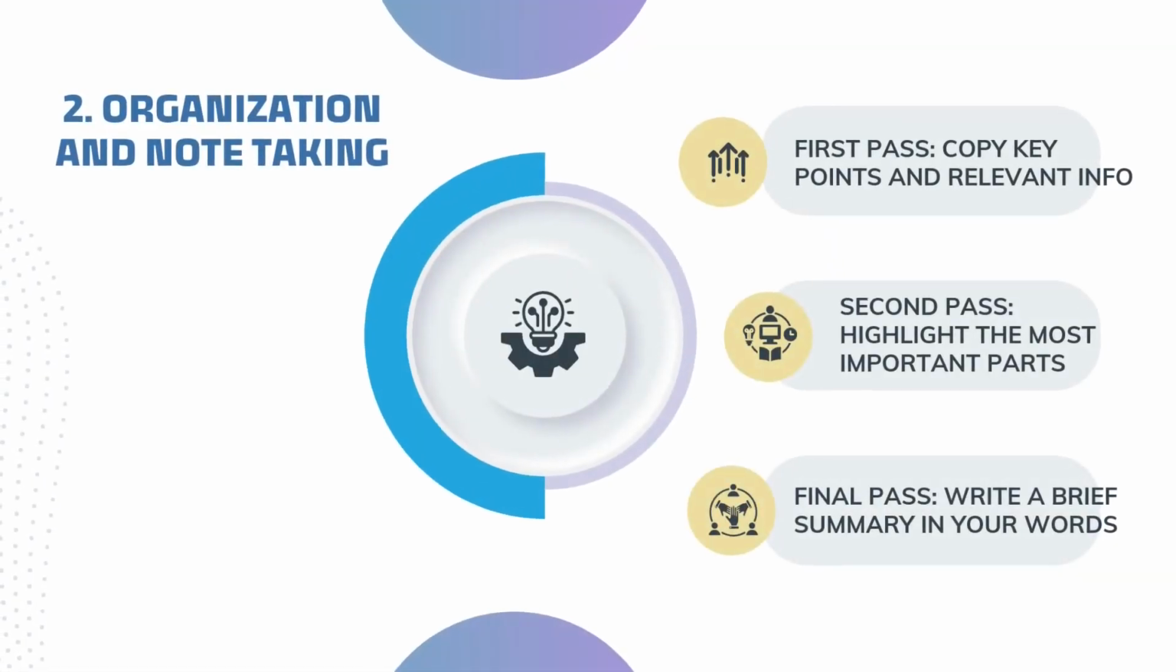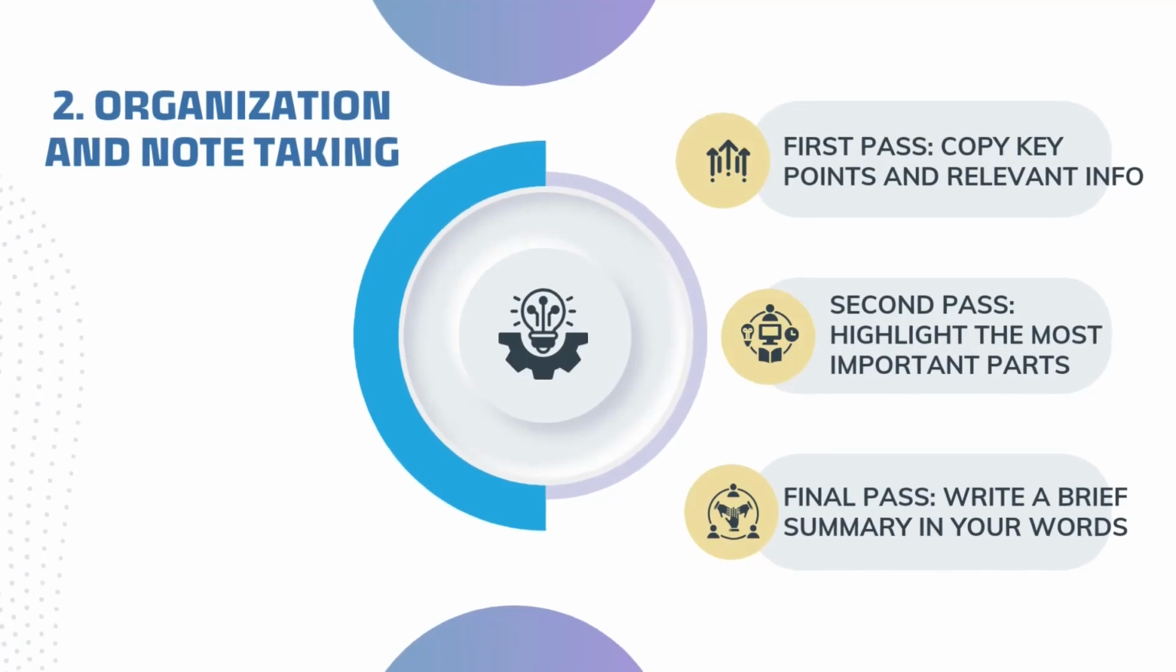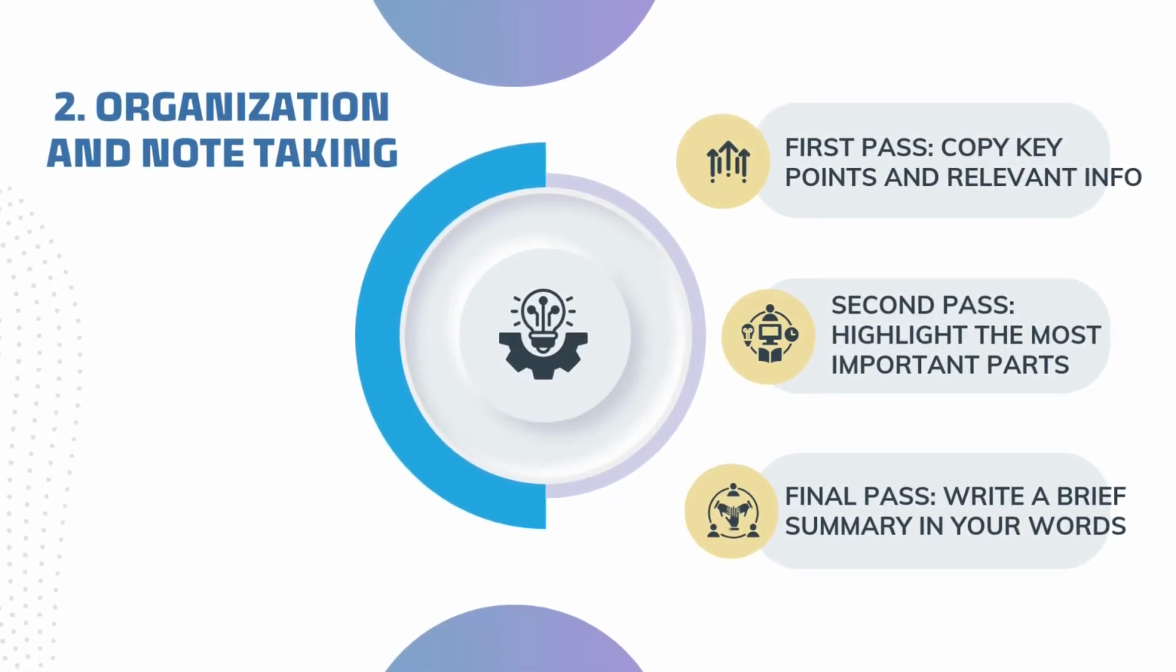So when it comes to organizing the information and taking notes, first thing you want to do is to copy the key points and the relevant information that you plan to use. The second thing you want to do is to highlight the most important parts of the information. And then thirdly, you want to write a brief summary in your own words, kind of like an overview of all the information that you've gathered.